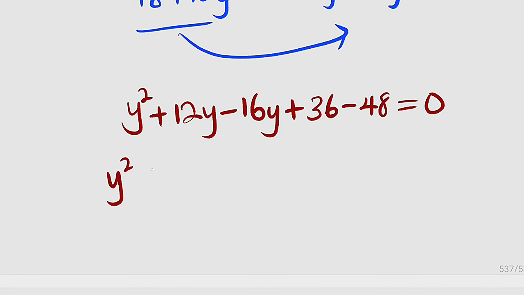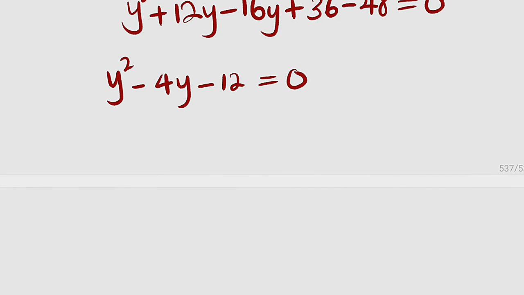We have y squared. 12 minus 16 is minus 4, so we have minus 4y. And 36 minus 48 is negative 12. The whole of this equal to 0.